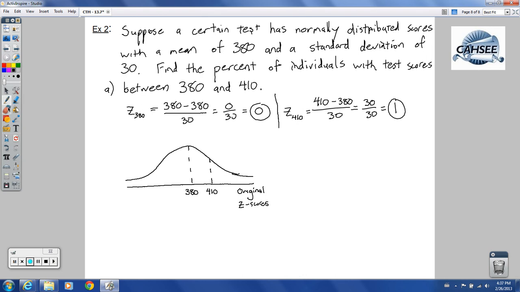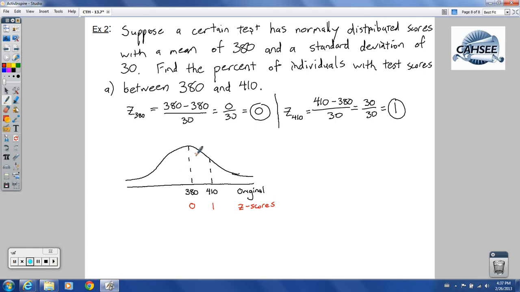Why don't we do the z-scores in a different color? That'll be a good way to keep these a little easier to read, or a little easier to look at and pick out the important information later on when you use these to help you with classwork and studying. So 0 right there, that's a z-score of 1 right there.